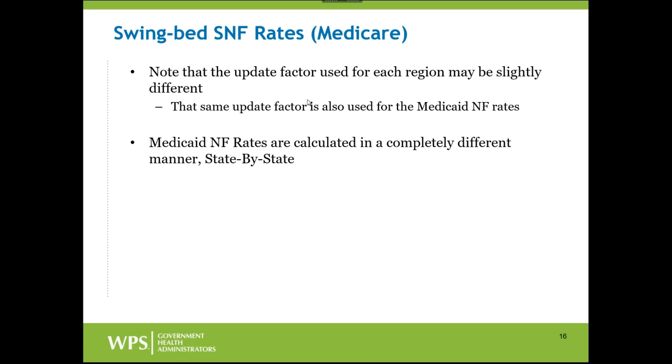That's the inflation factor. Now, the reason that update factor is important, even though it's not published anywhere, you can impute it. That same update factor is required to be used for the Medicaid NF rates. And I'll explain that when we get to those NF rates in just a bit. But I wanted to point out that the difference between 1 year and the next year for a given region's Medicare SNF rate, that update factor we need to calculate the Medicaid NF rates.